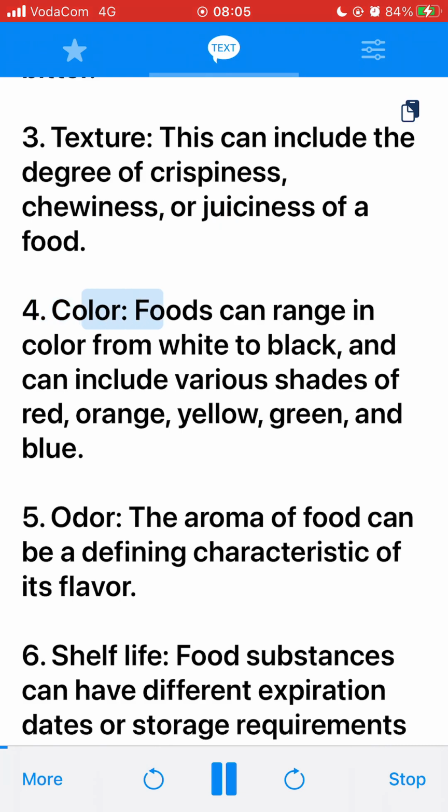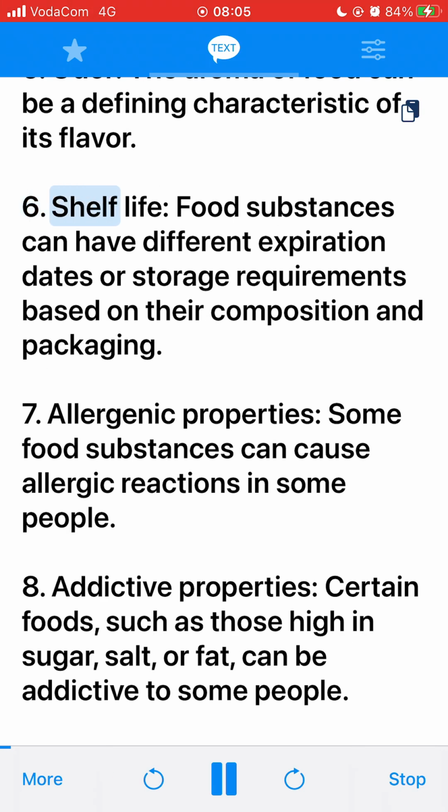4. Color. Foods can range in color from white to black, and can include various shades of red, orange, yellow, green, and blue. 5. Odor. The aroma of food can be a defining characteristic of its flavor. 6. Shelf life. Food substances can have different expiration dates or storage requirements based on their composition and packaging.